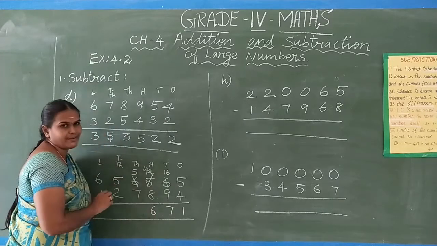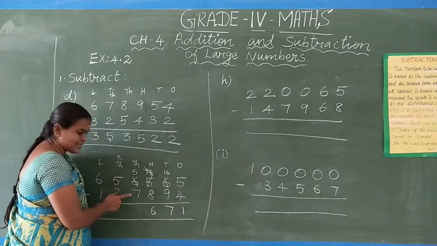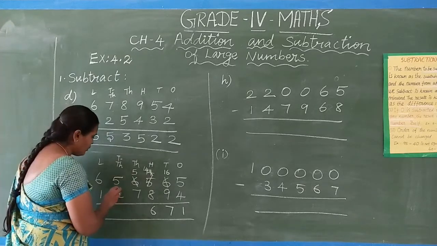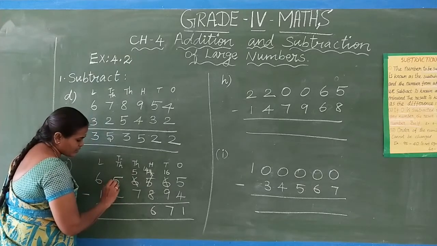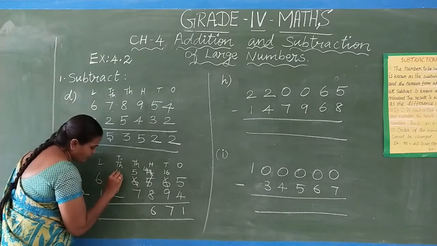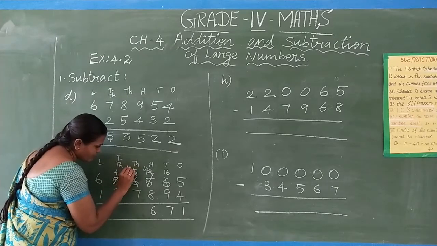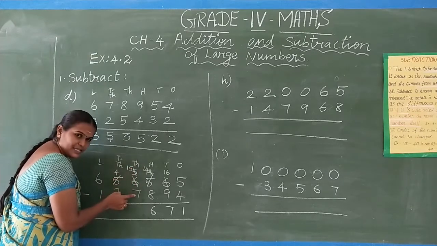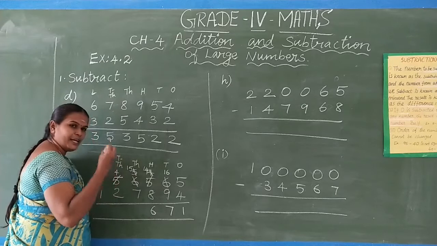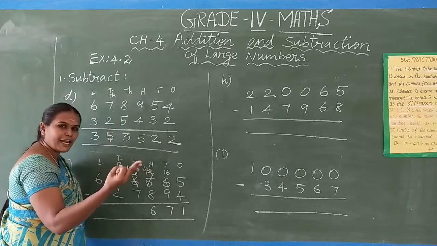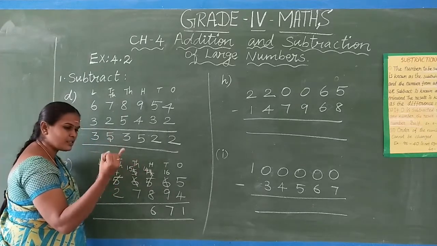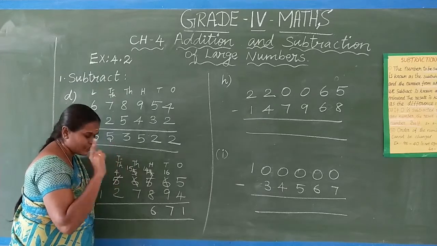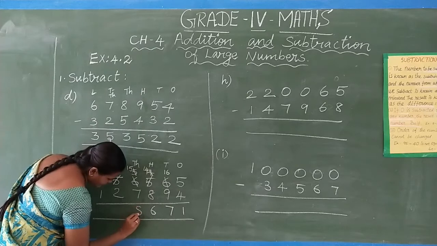Now 5 minus 7. 5 is small number, 7 is big number. So this one is not possible. So borrow. From the borrow in the 10,000 column, we are changing into 4. This 5 changes into 15. 15 minus 7. So 7 after 8, 9, 10, 11, 12, 13, 14, 15. So now how many fingers? 8. So your answer is 8.